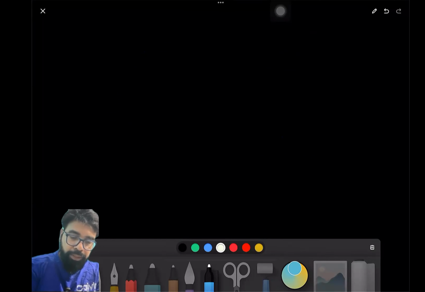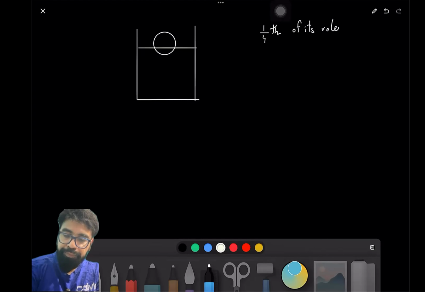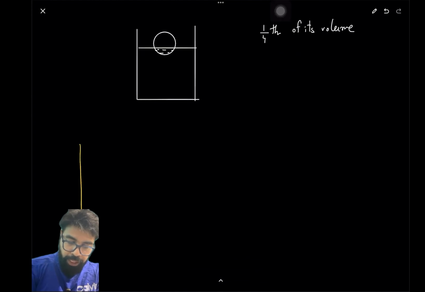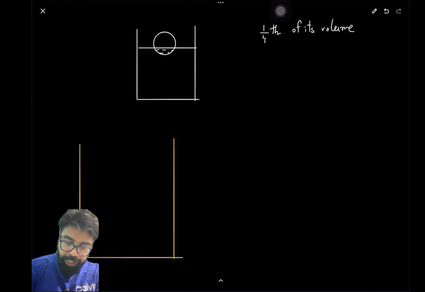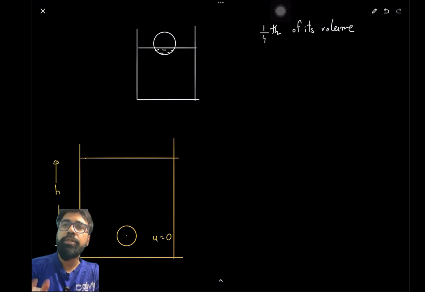For example, suppose the question says that there is a container with a fluid, and there is a body, and the body is floating in the liquid with 1/4 of its volume inside the liquid. And in this situation, the body is in equilibrium. Now, this body is completely taken inside the liquid to a depth h and released. So the body is taken to a depth small h and is released from rest. So initial velocity is 0.